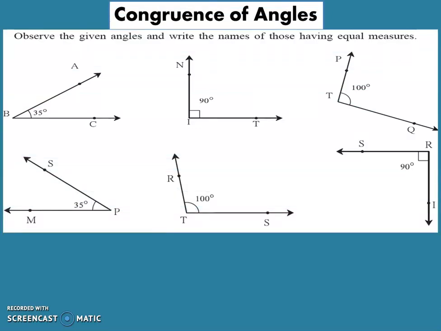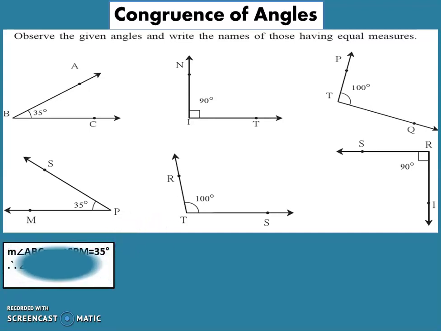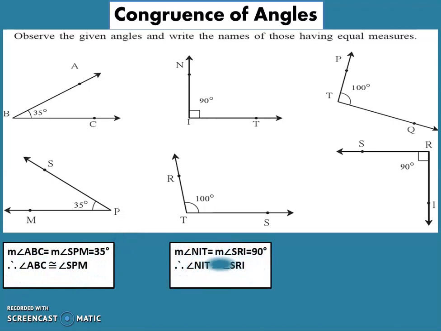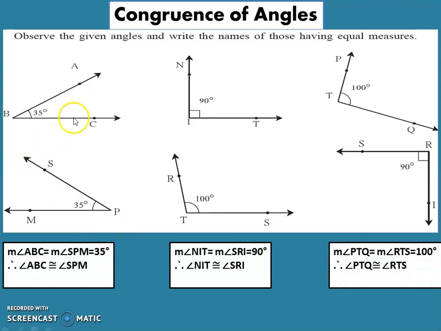Now let's move on to congruence of angles. Observe the given angles and write the names of those having equal measures. From the figure you can see that measure of angle ABC is 35 degrees. Now which is the other angle measuring 35 degrees?